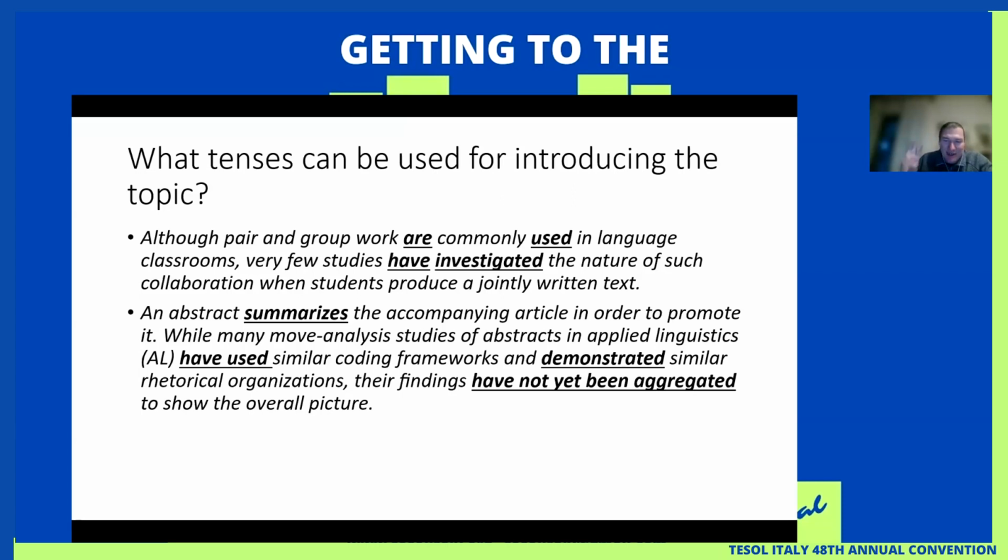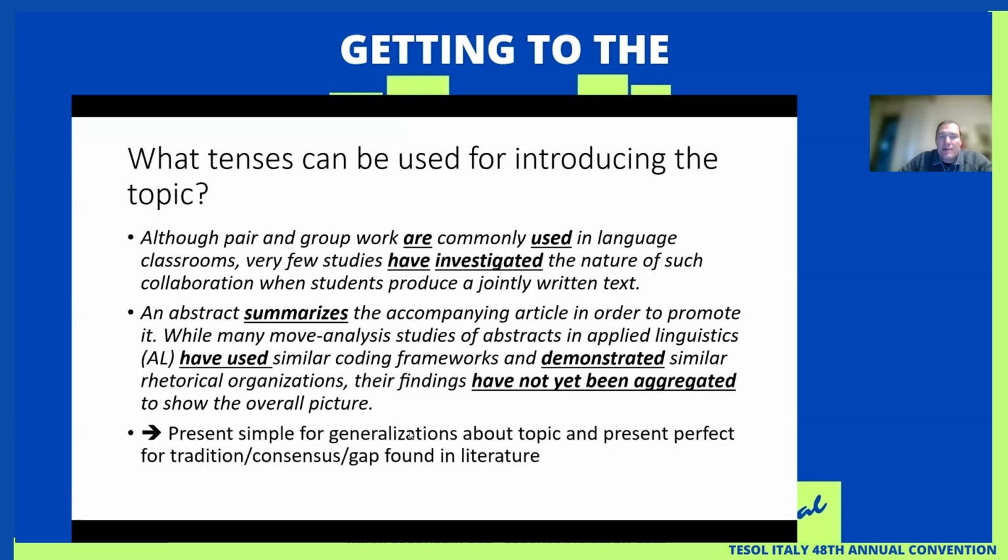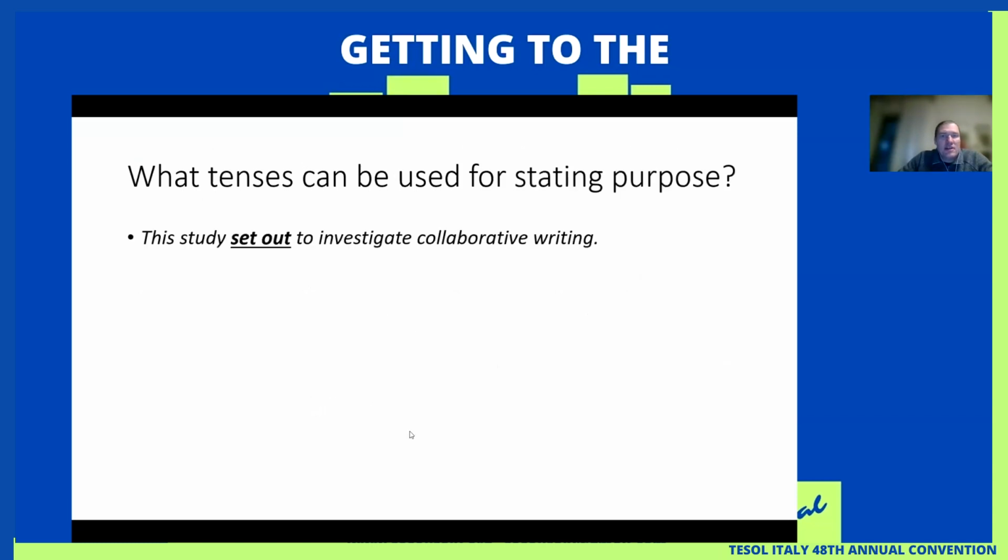So if we look at the examples that I've given them, and I tell them this is a very small sample size, we have 2 abstracts taken only from applied linguistics that I have intentionally picked myself, but using this small sample size that we have, doing our own genre analysis, these are the tenses that are used for introducing the topic. So we're using present simple for generalizations about the topic, and present perfect for talking about the research tradition, the consensus in the literature, and the gap in the literature that they are seeking to fill with their own research article.